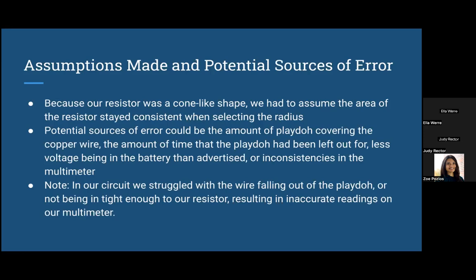For assumptions we made and potential sources of error: because our resistor was a cone-like shape, we had to assume the area of the resistor stayed constant when selecting the radius, so we just selected it from the middle, which was found to be 1 centimeter. Potential sources of error also include the amount of Plato covering the copper wire, the amount of time that the Plato has been left out, less voltage in the batteries than advertised, or inconsistencies in the multimeter.